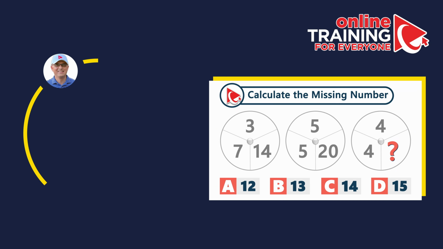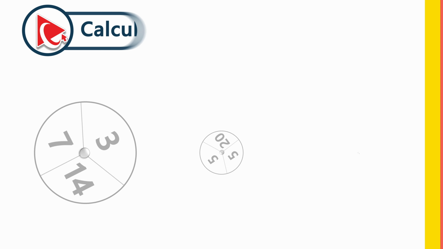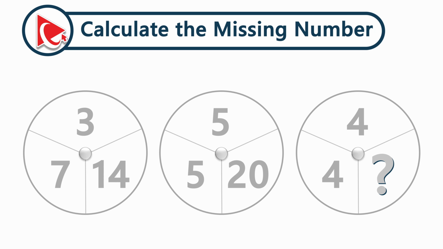In this question, we will boost your critical thinking and problem-solving abilities. You're presented with 3 amazingly cool-looking circles, each divided into 3 equal parts. First circle has numbers 7, 3, and 14. A second circle has numbers 5, 5, and 20. And then the third circle also has 2 of the same numbers, 4, 4.